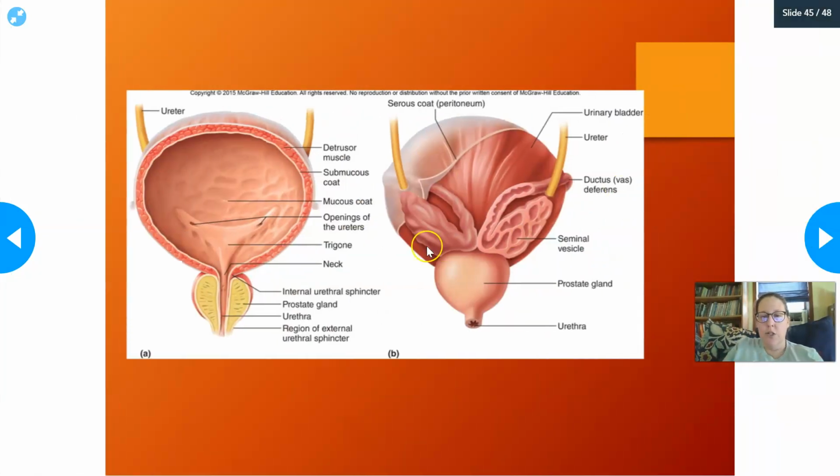So here is an illustration. This is of a male, because you have the prostate gland illustrated here. But here's the trigon. Here's the ureters coming in. So the ureters will come in right here. Right here, there'll be a bit of a flat valve. And then here's the tip of your triangle for your trigon. And you have the neck of the bladder, basically where the urethra leaves. And then the detrusor muscle is going to be right there.